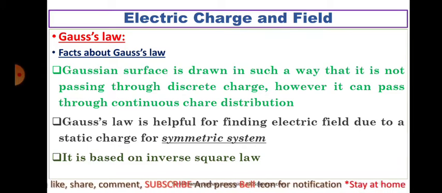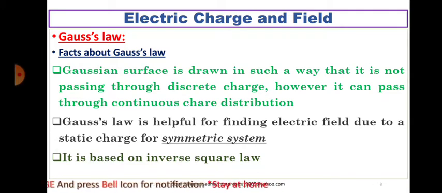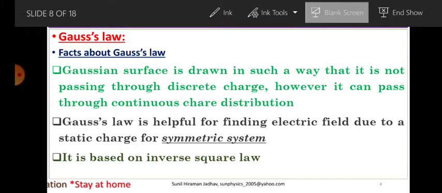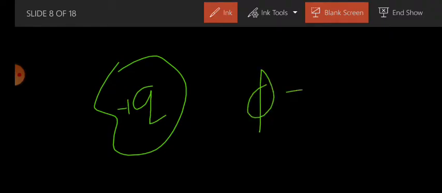Now, as we know, to understand the Gauss law, we have seen that if you have such an area, and in that area a charge plus q is kept, then the flux coming out of this closed surface is basically q upon epsilon 0.